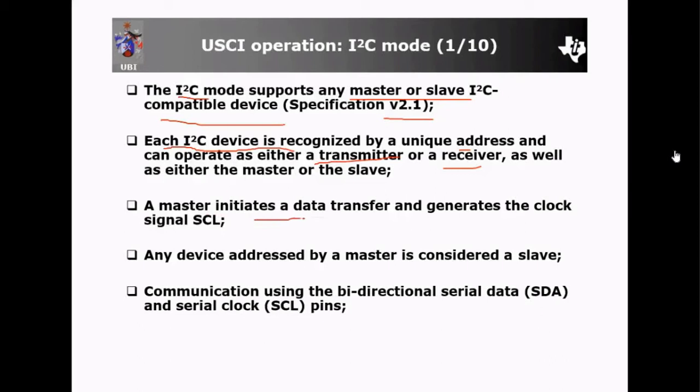A master initiates the data transfer and generates the clock signal. The master is responsible for transferring the data and generating the signal SCL, called serial clock. There are two lines, serial clock and serial data. Any device addressed by the master is considered a slave. So the master is addressing someone, that is called a slave, which is some other device.